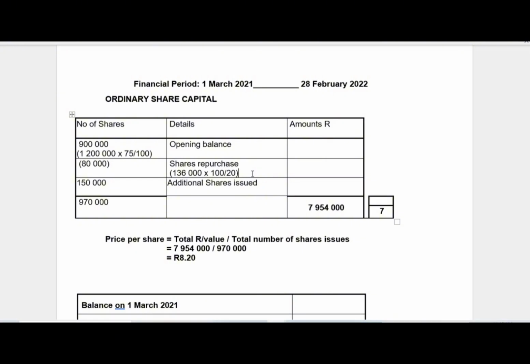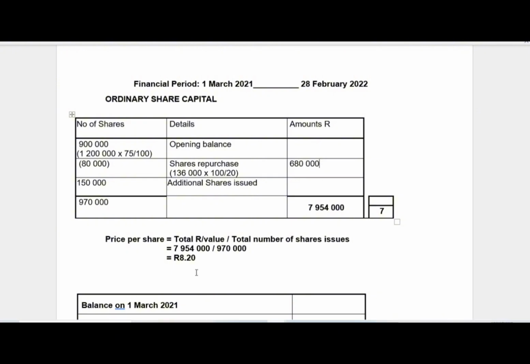Let's see how much there. 136,000 multiplied by 100 divided by 20. I'm getting 680,000 rent value for this one. 680,000. This one I'm 100% sure it's correct.